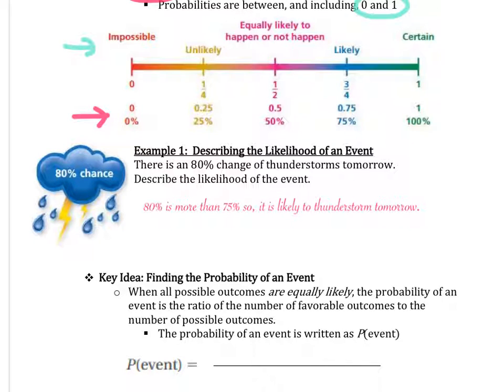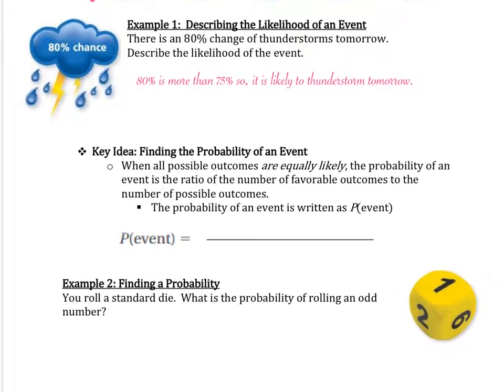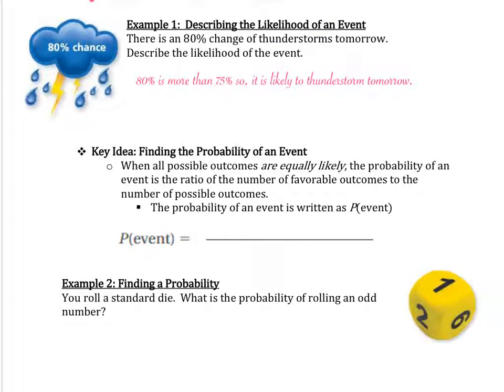Now, when we want to find the probability of an event, this is where the fractions come into play. When all possible outcomes are equally likely, the probability of an event is the ratio of the number of favorable outcomes to the number of possible outcomes. So yesterday we talked about the difference between favorable and possible. So remember that anytime we're talking about the probability of anything, we put the P out in front and then in parentheses we put whatever the event is, whether it's rolling odds or picking a blue marble. And then from there we have our fraction. So the probability of any event is the number of favorable outcomes over the number of possible.